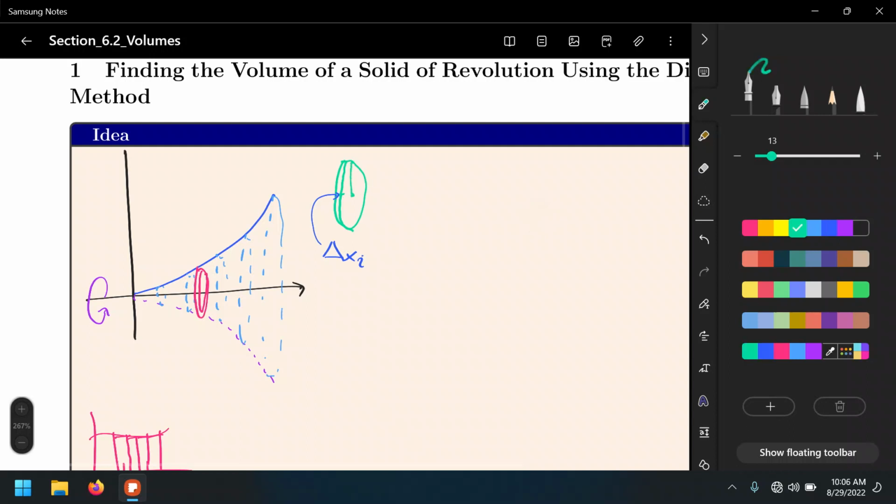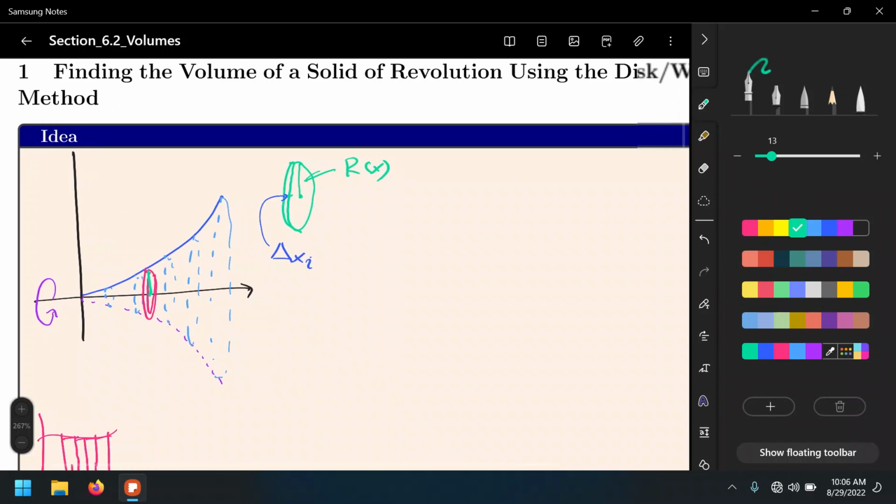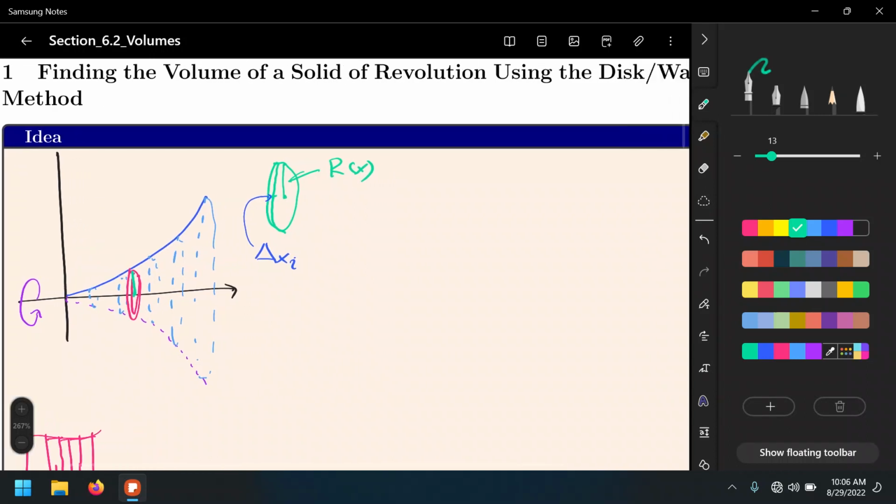And then the radius of this disk is going to be the height of the function from the x-axis to whatever value of y on the function, and let's just call it r of x. All right, so we're going to start from area, then find volume, and then get the integral. To begin with, let's get the area of the circle. Well, the area of the circle is pi r squared. All right?